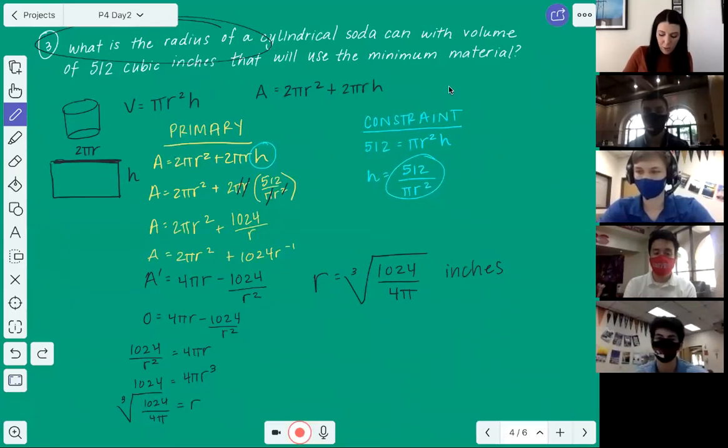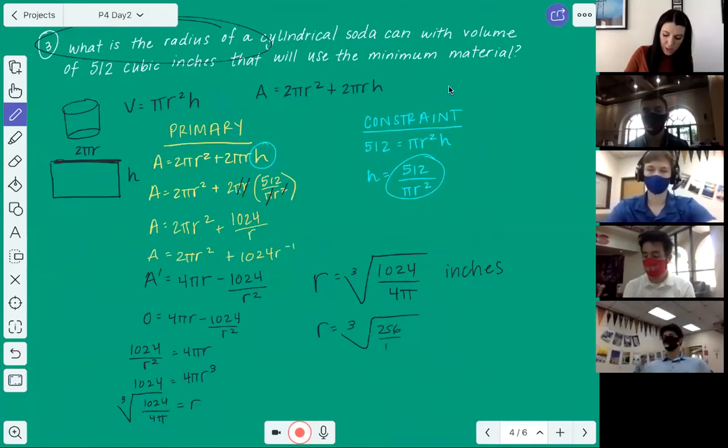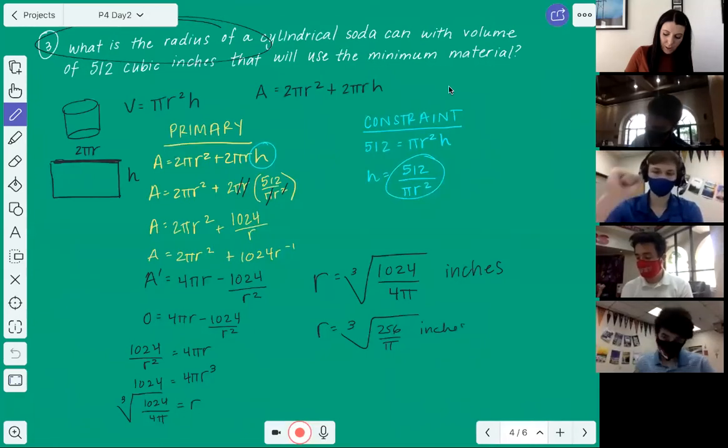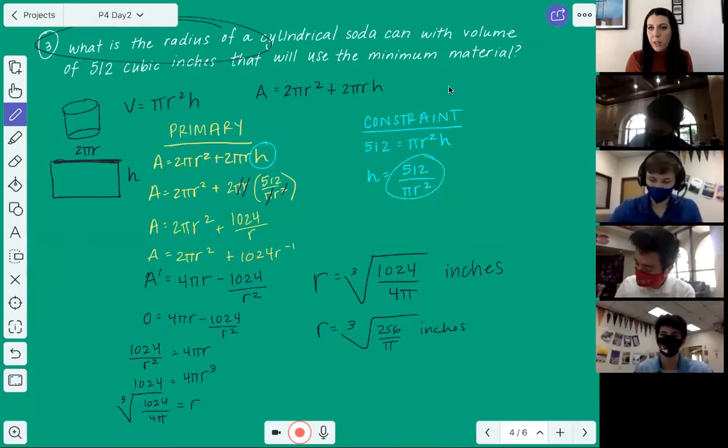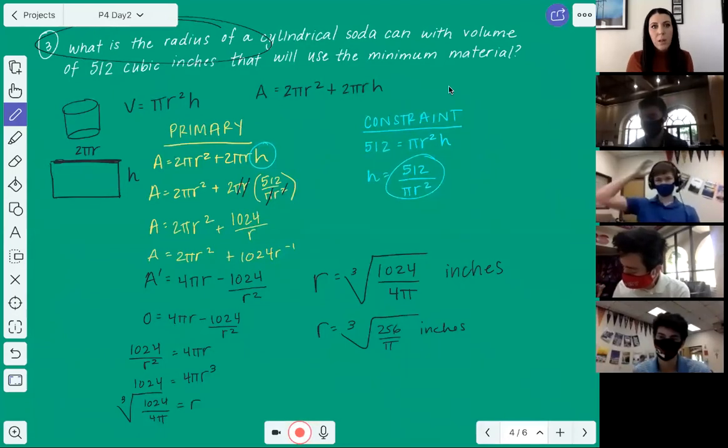Okay. And again, it would have been totally fine if you simplified this down to 256 over pi inches. If it was a calculator section, then you would have to simplify it using a calculator and give a decimal. But generally this would be no calculator and you could stop at that step. Any questions on this problem?